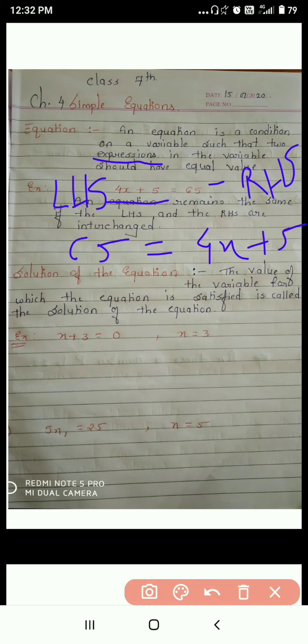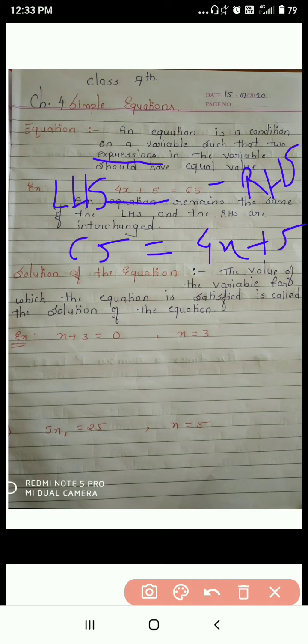Understood? Now, solution of the equation. The value of the variable for which the equation is satisfied is called the solution of the equation. Here, value of variable means what numbers you are keeping in place of a variable. It is called the value of the variable. And if after keeping the value of a variable you are getting both sides equal, it means LHS equal to RHS, so that value will be the solution of the equation, or that value will satisfy the equation.